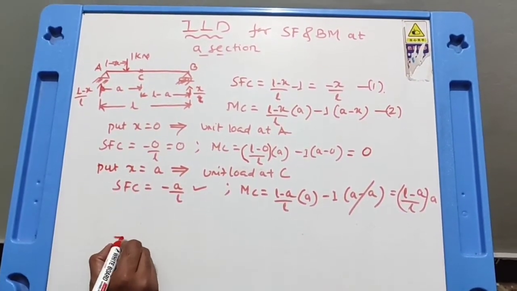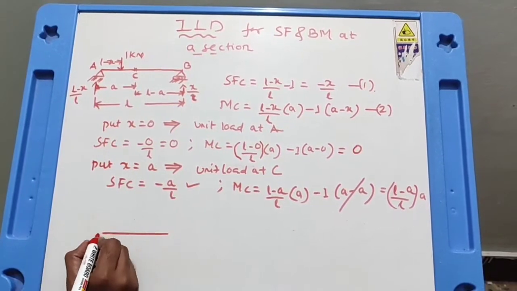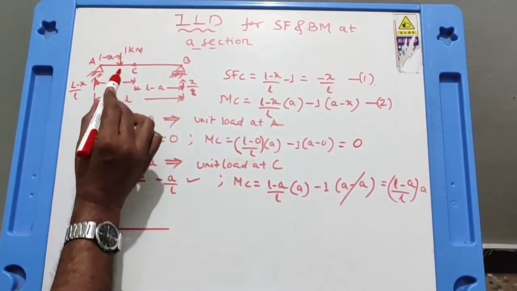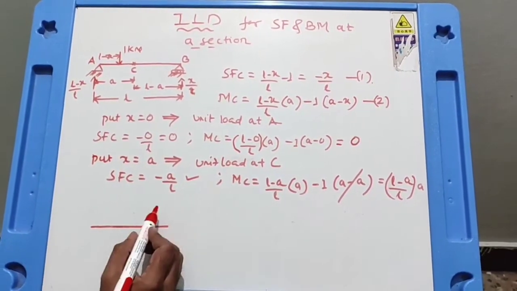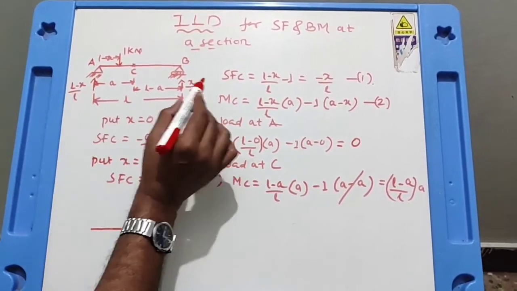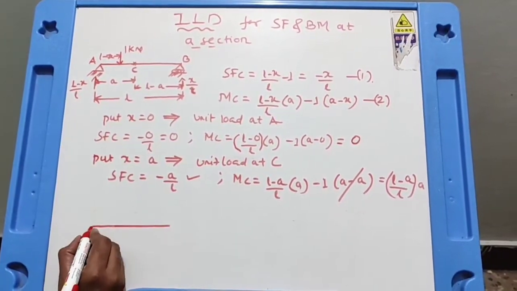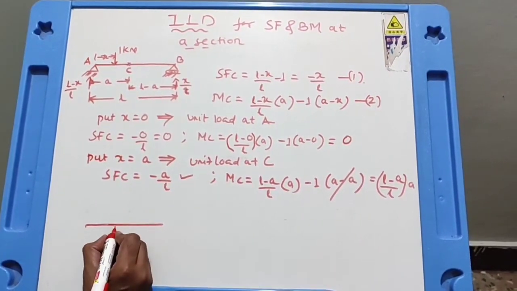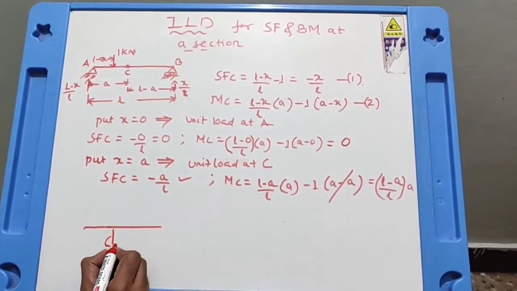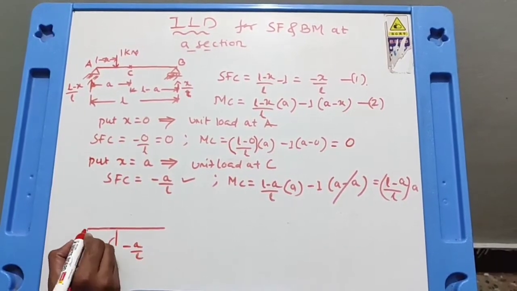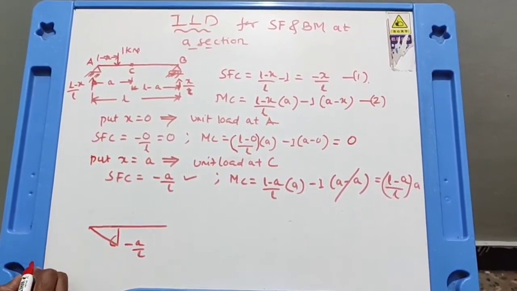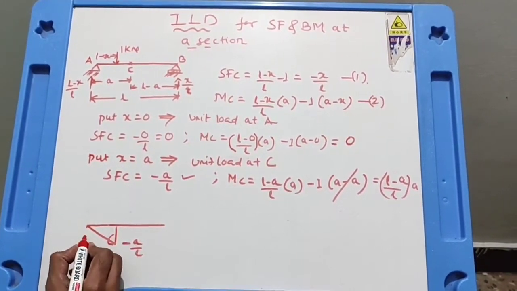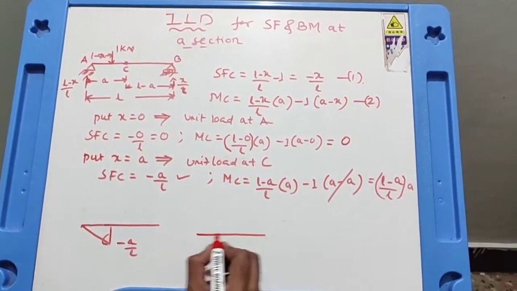So can we plot it? Of course. Let us plot the influence line diagram for shear force from A to C, because we have already two values. When x is equal to 0, that is when the unit load is at A, we have seen shear force equal to 0. When the unit load is at C, shear force is equal to minus A upon L. So minus A by L and 0. That means the influence line diagram for shear force from A to C looks like this, a triangle but in the negative zone.